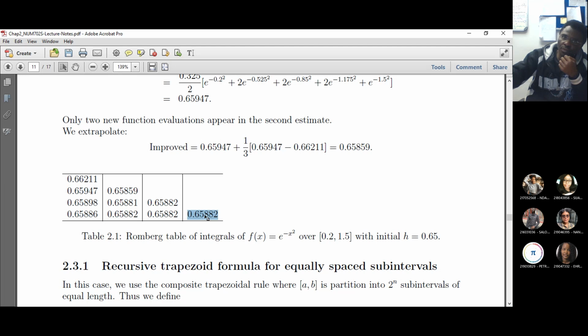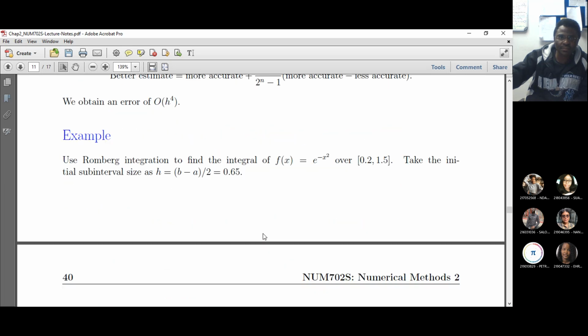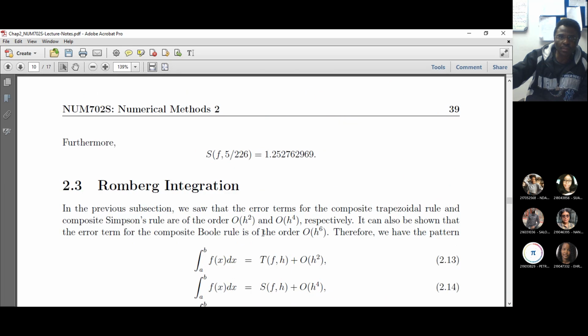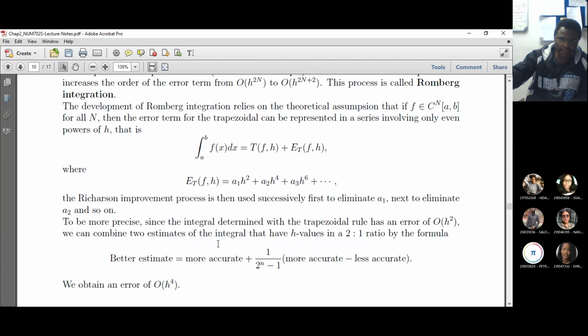And once we are left only with one entry, we cannot proceed. So you see that here, we perform this a certain number of times. Once we are done, we use these values from the first column to compute the value in the second column. And then we use the value from the second column to compute the values in the third, and then those of the third to compute the value in the fourth column. So that is the Romberg integration technique.